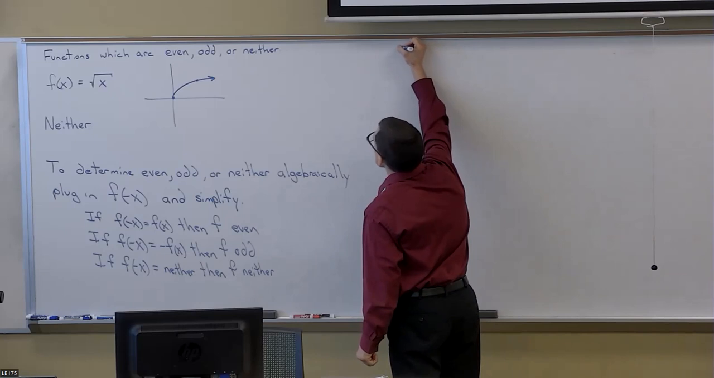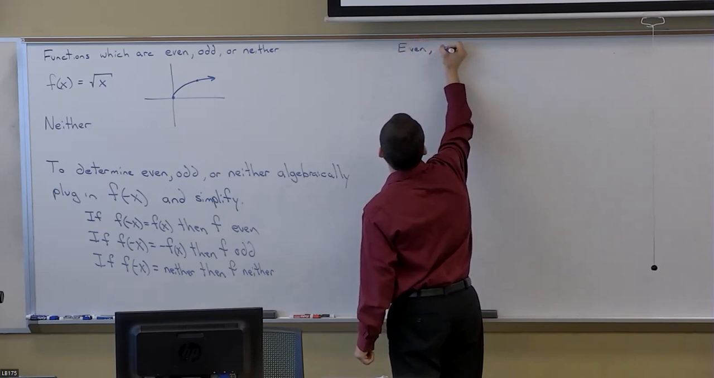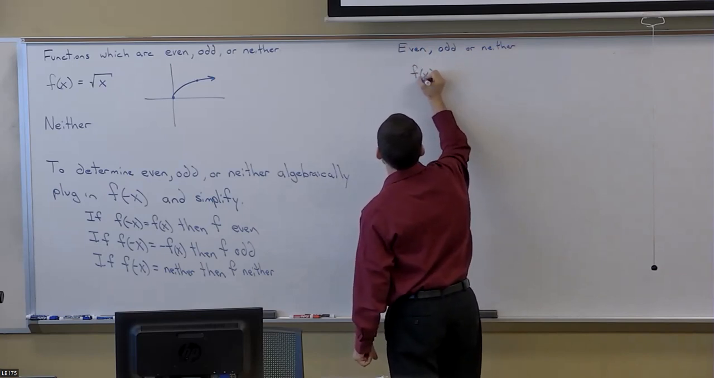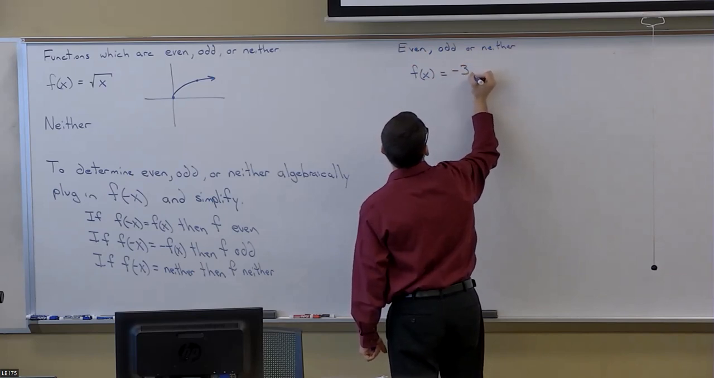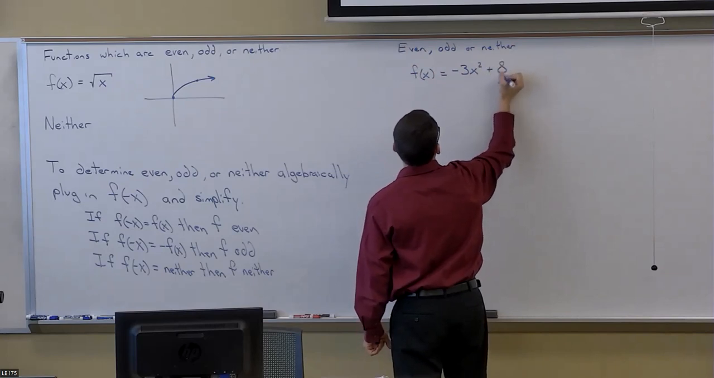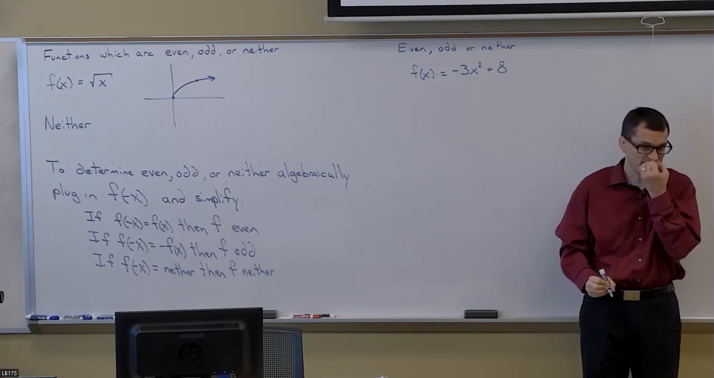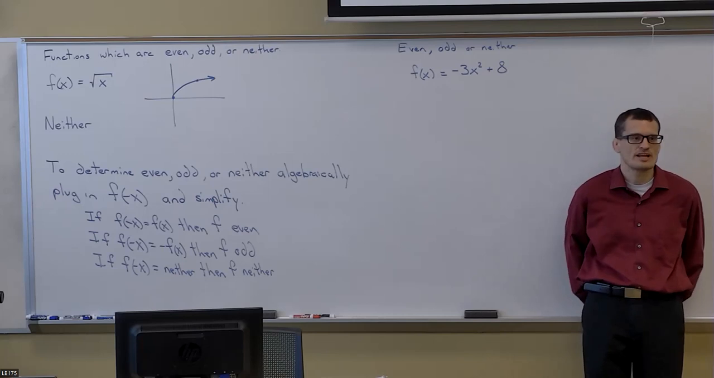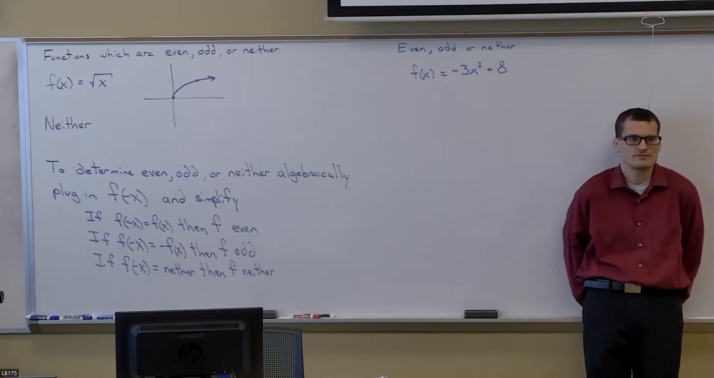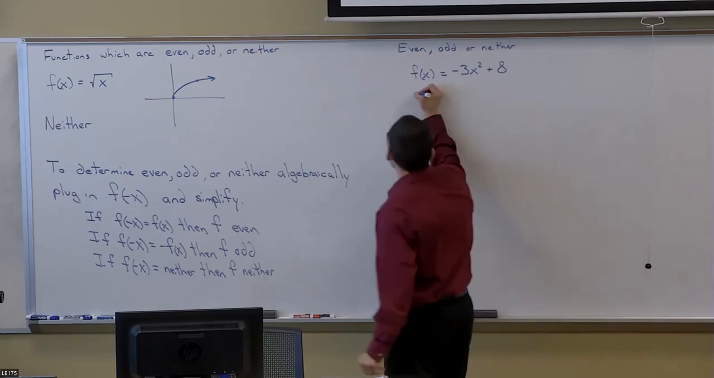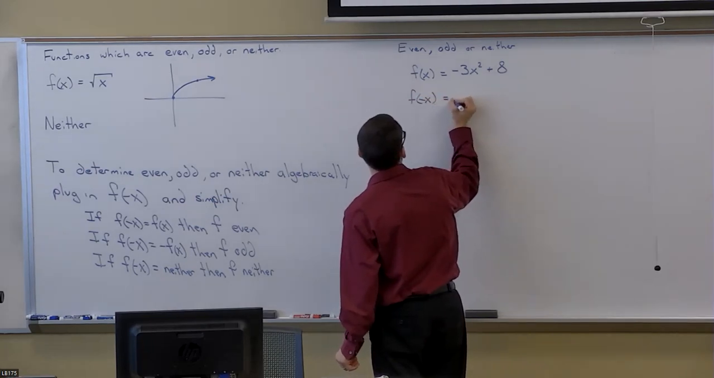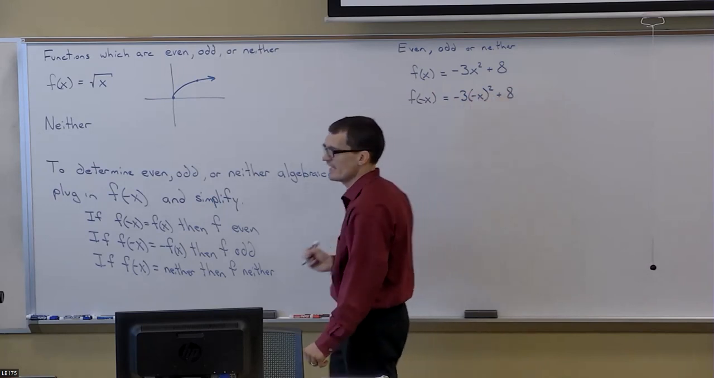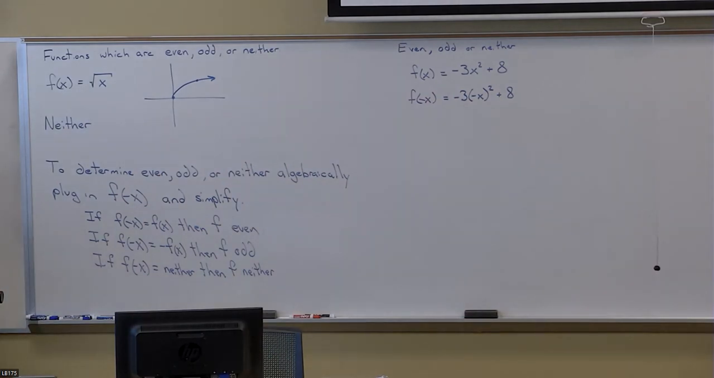So let's do this. Again, we're talking about whether a function is even, odd, or neither. And let's determine this function: -3x² + 8. Whether that is even, odd, or neither. And I'm going to do that algebraically rather than graph. You could graph if you wanted to, but we'll do it algebraically. So I'm going to plug in a negative x. Everywhere I see an x, I replace it with the negative x. And then I'm going to simplify.